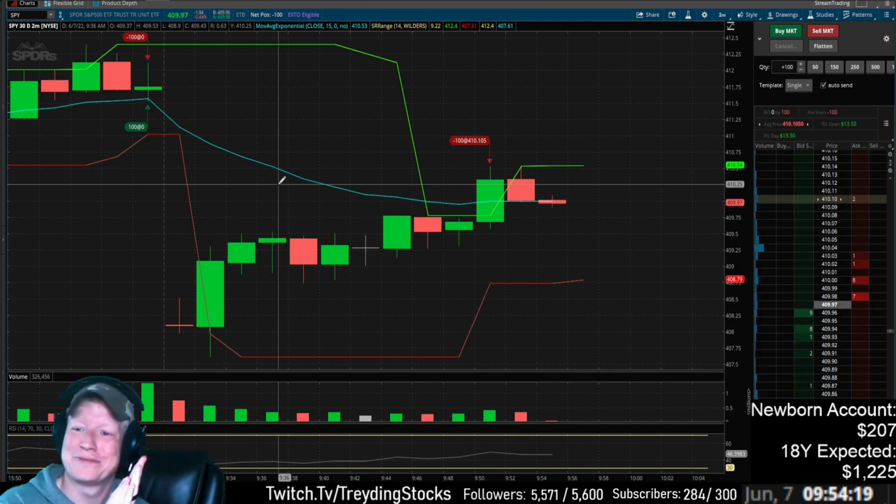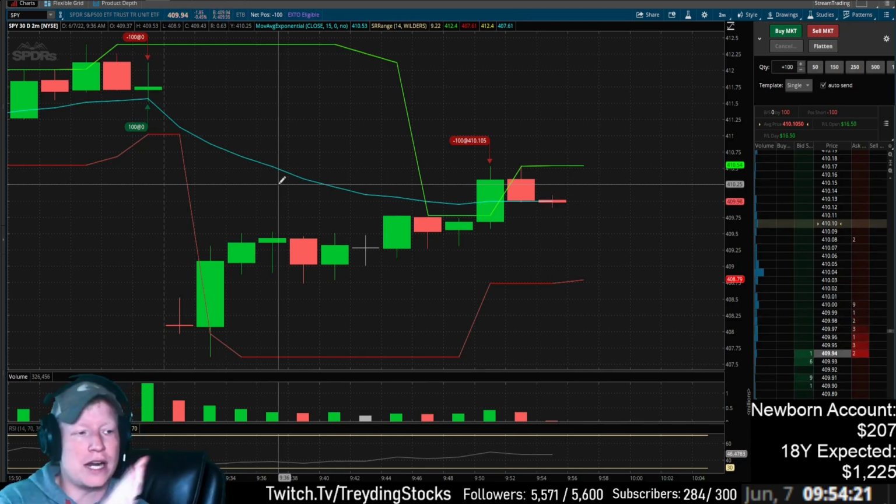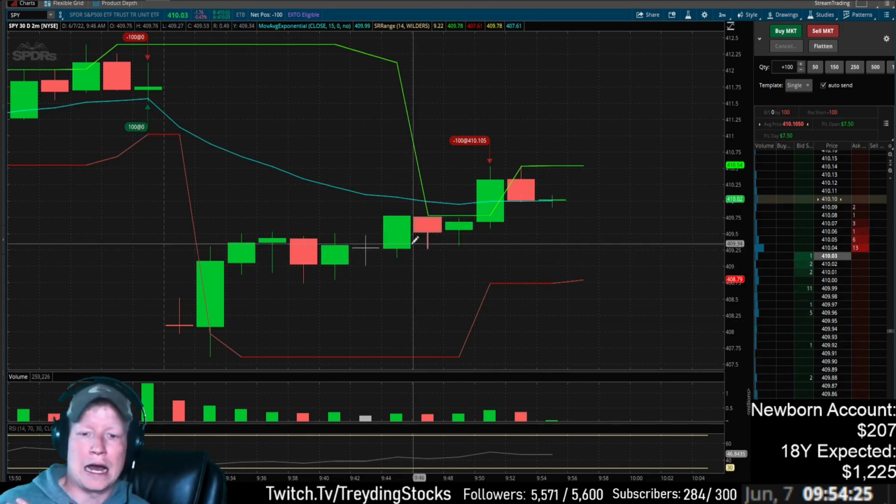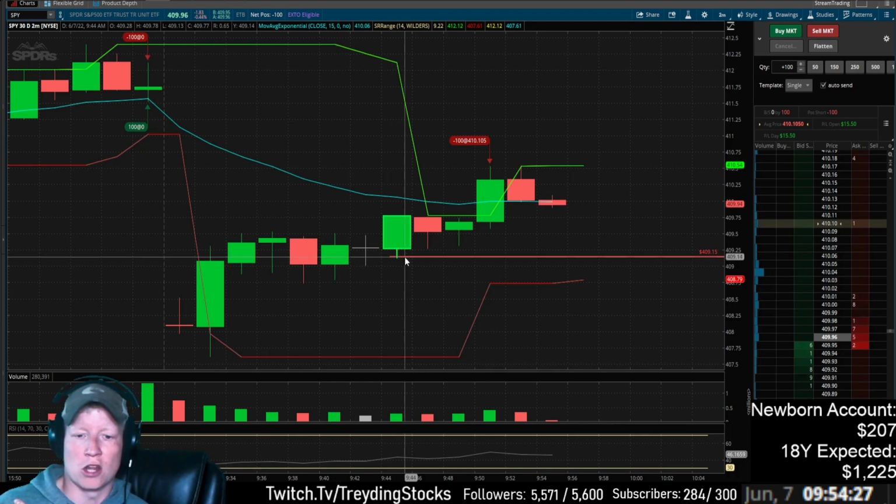Free shares. Oh, look, we're back green in this trade. Come on. Can we get a lower low here? The lower low is all the way down here.